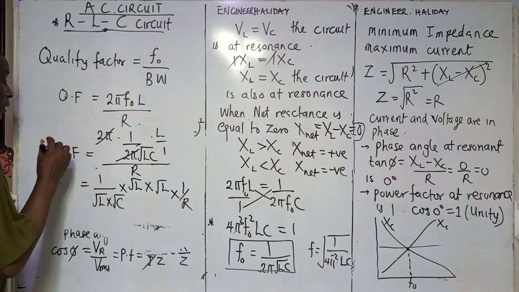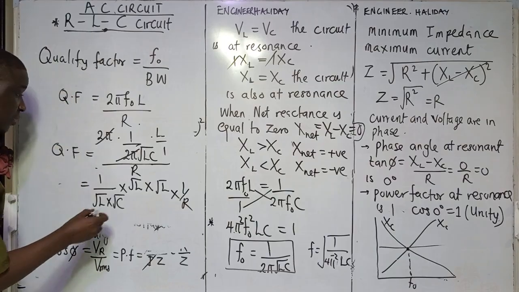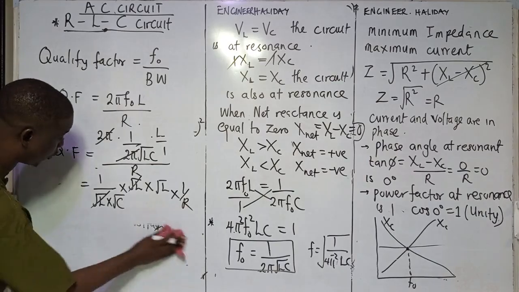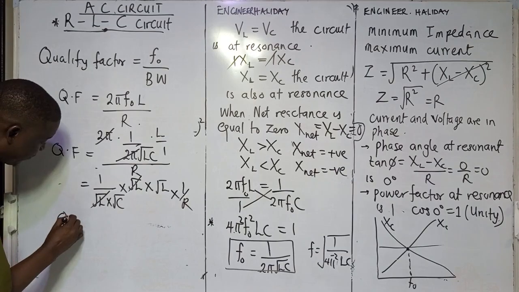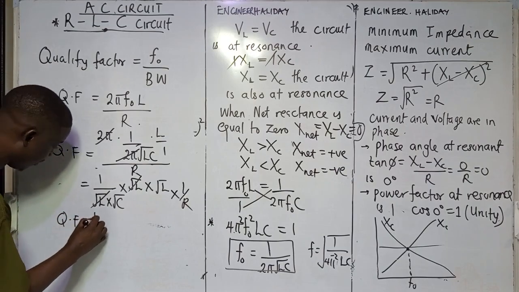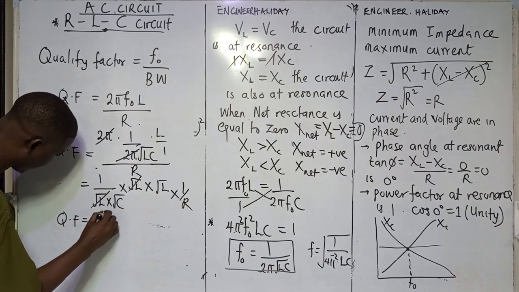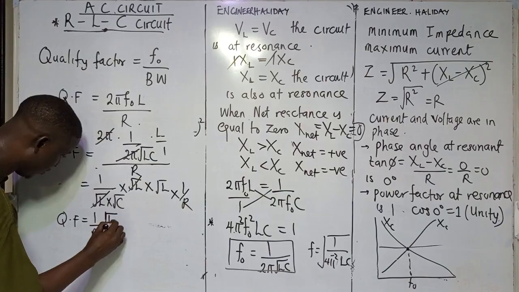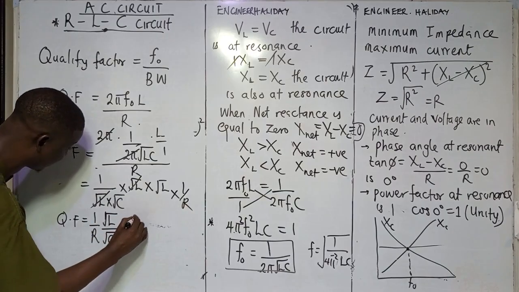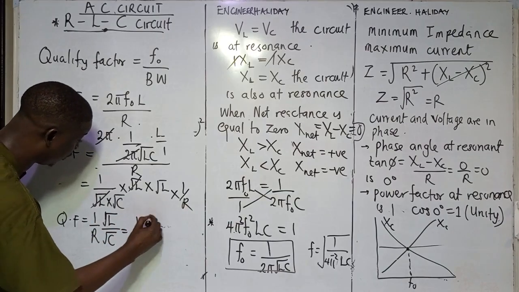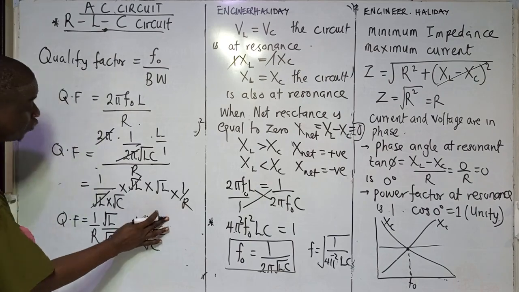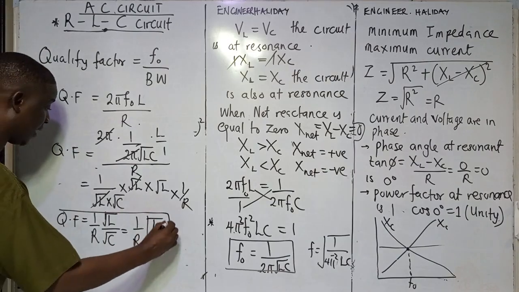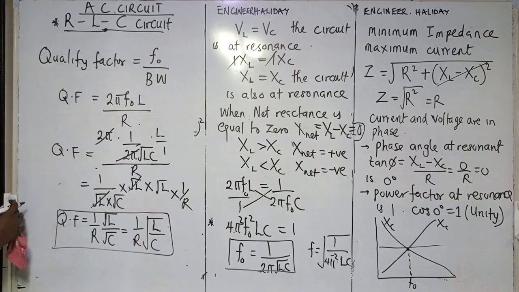Now what we are going to have is that this one will cancel this. So what do we have as our formula for quality factor? Quality factor can also be equal to 1 over R, square root of L over square root of C, which I write as 1 over R square root of L over C. So in case they ask you for the quality factor, this is a formula for quality factor.